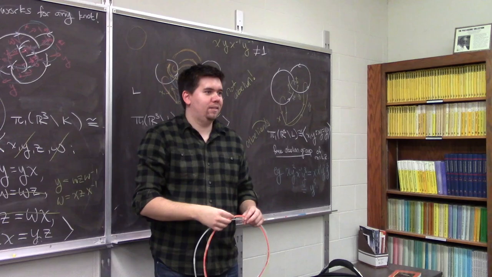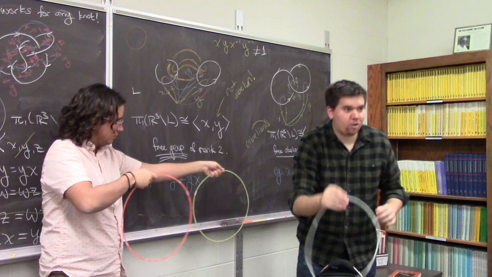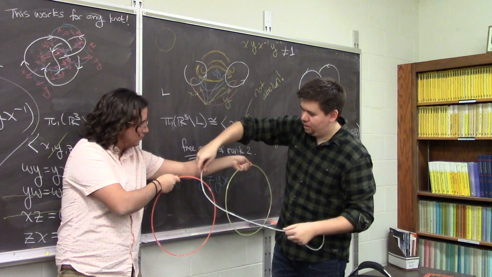Yeah, sir? You can hold the two circles. Hold this one, and with both hands, you hold them both. And now, let me create the word x, y, x inverse, y inverse. So my rule for x is I'm going to go over and in for my x. And then to get y, I need to go over and in for the y.